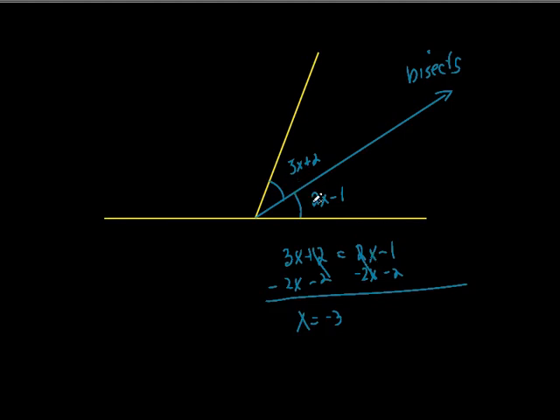Not in this case, because look, 2 times -3 is -6 minus 1 is -7. There's no way that this angle is -7 degrees, okay? So it can't be a negative degree. Actually, later on in geometry, we will have negative angles, all right, but not today.